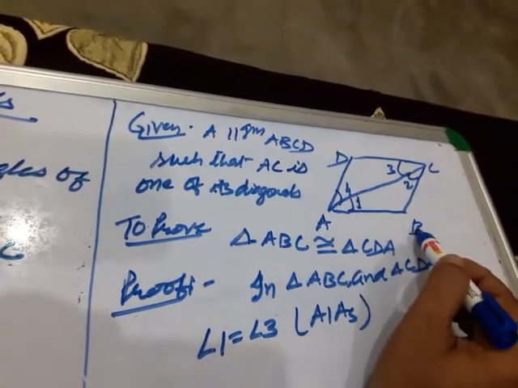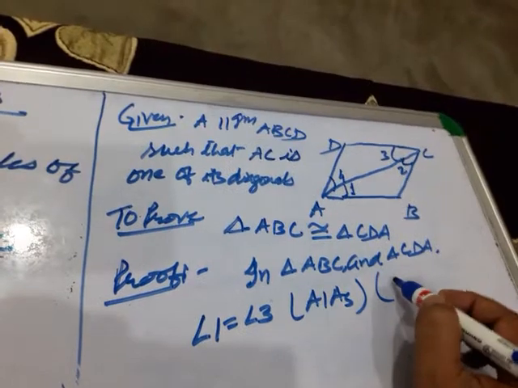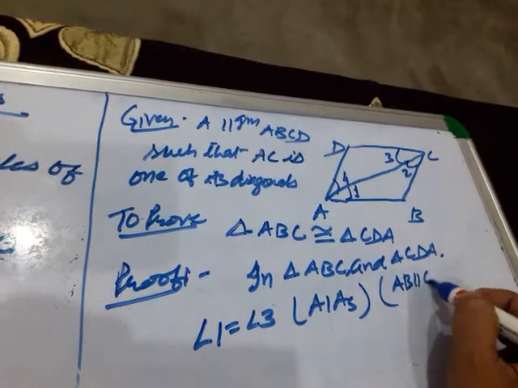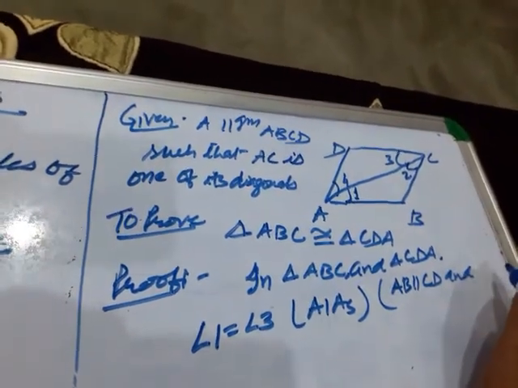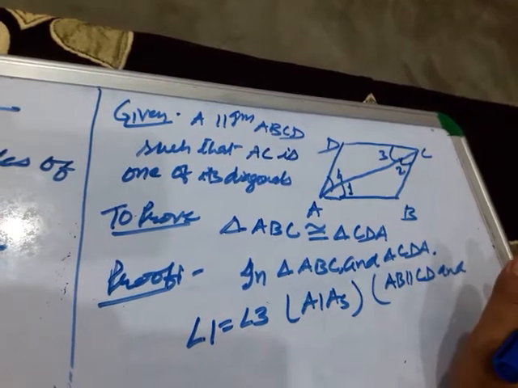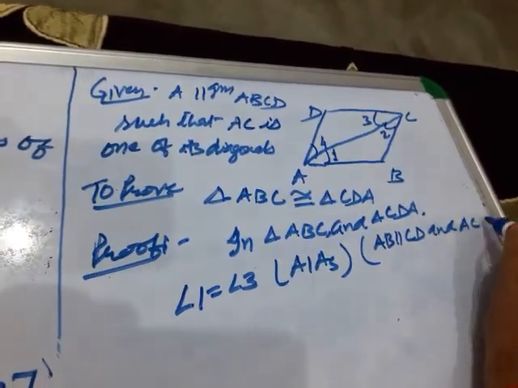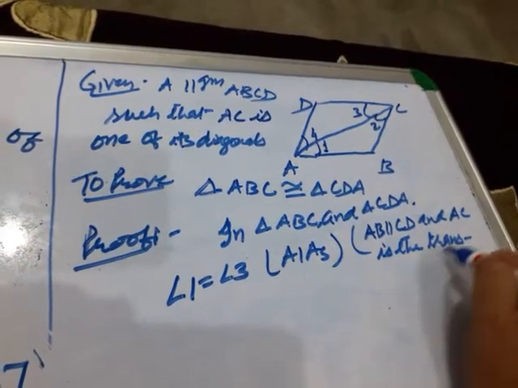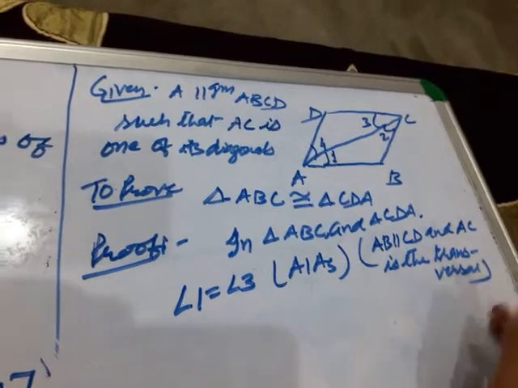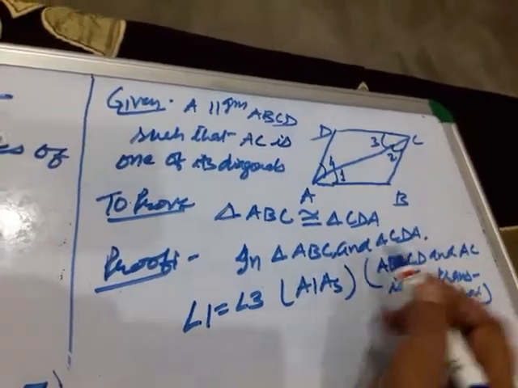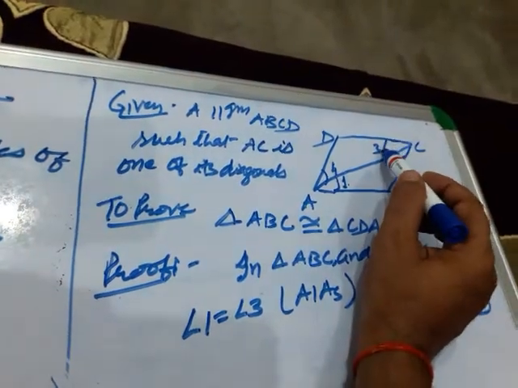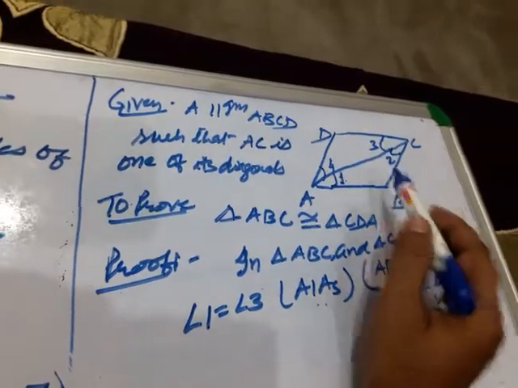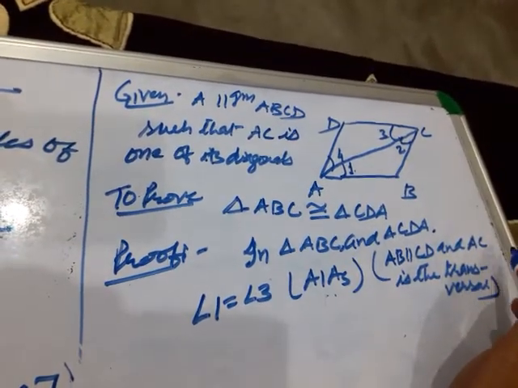See, AB is parallel to CD. Here you can write if you want: AB is parallel to CD, and AC is the transversal. Okay, children, in triangles ABC and CDA, angle 1, this angle, equals this angle 3. Why? Because they are alternate interior angles. How? AB is parallel to CD because this is a parallelogram, and AC is the transversal.